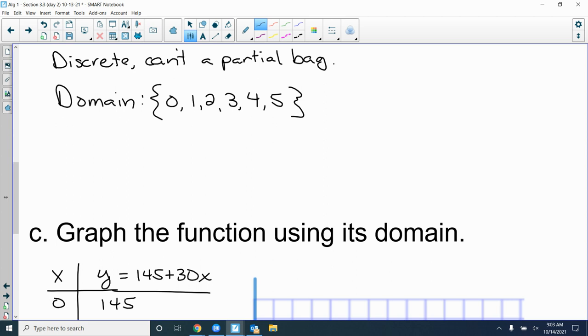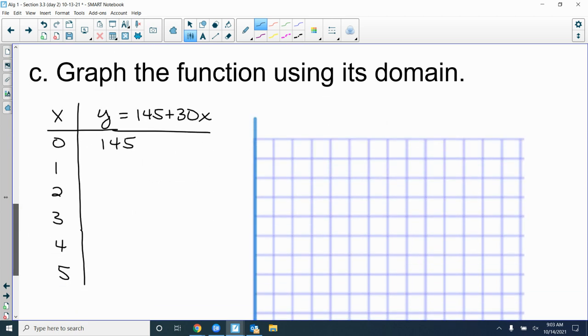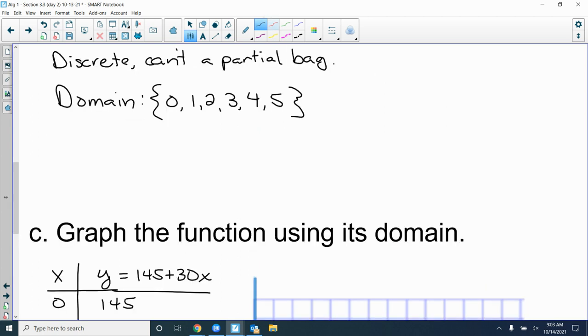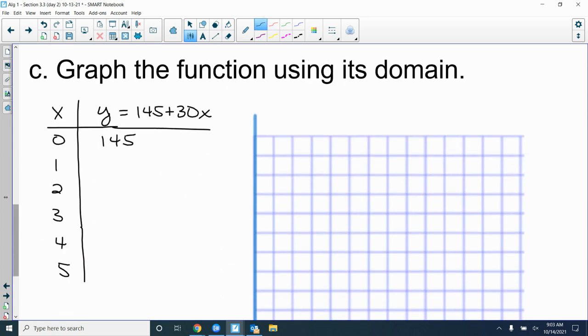That's not going to be 0, because that would be the number of bags checked. It'd be 30 times 0, which is 0, but you have to add it to 145. Guys, each time you check a bag, what's the price going to go up by? Isn't it $30? So that one's going to be 145. Everybody do this in your calculator: 145 plus 30 times 1. So what's the cost for one bag? 175.